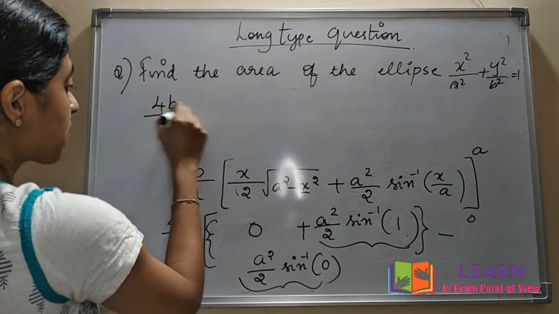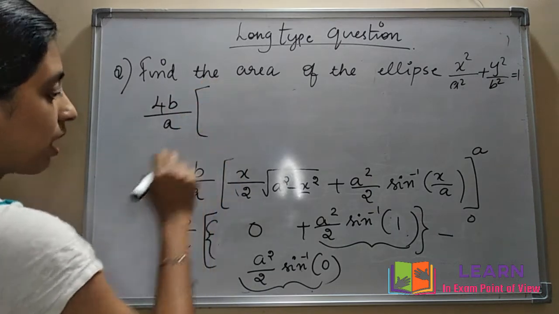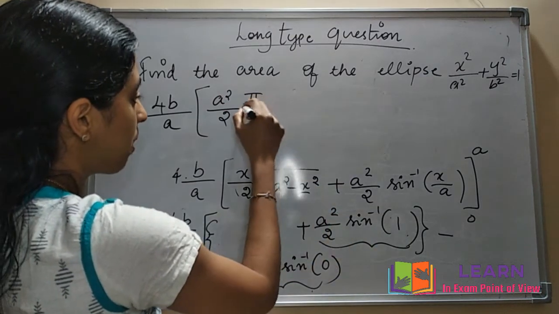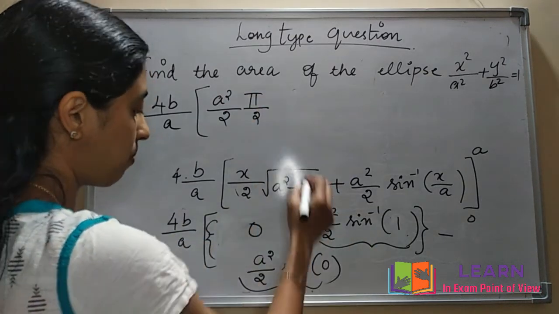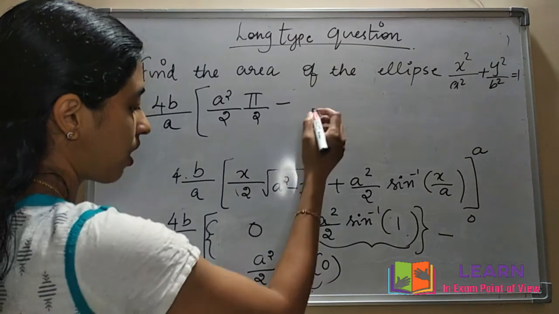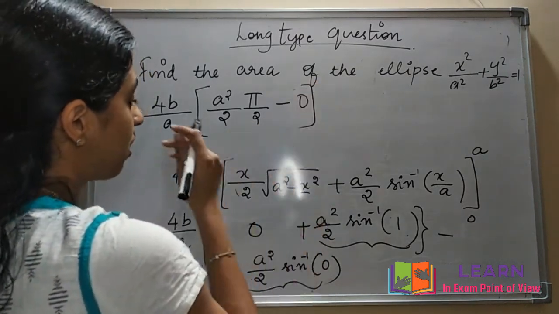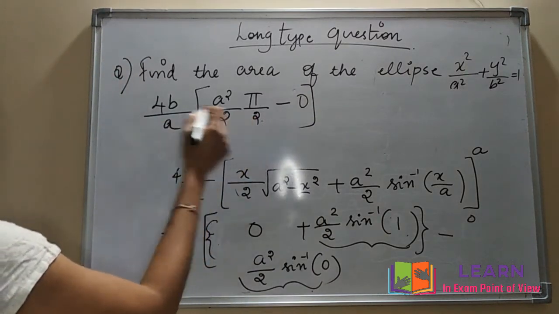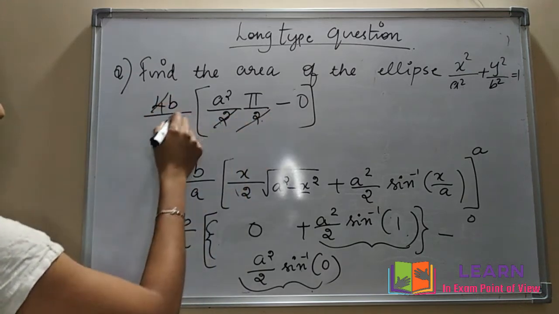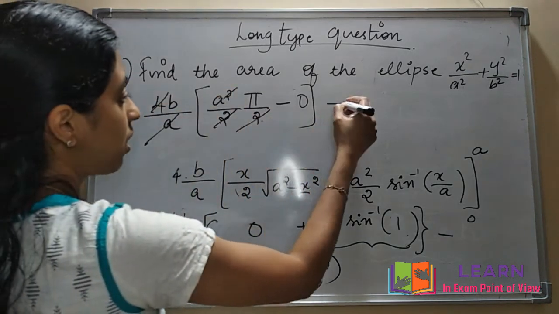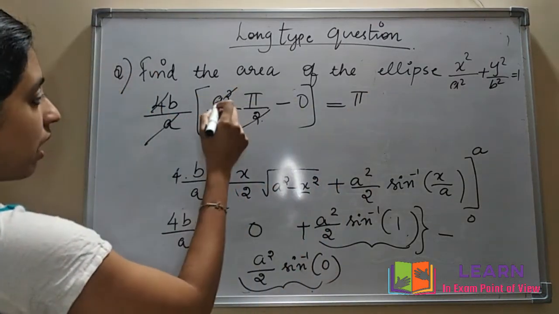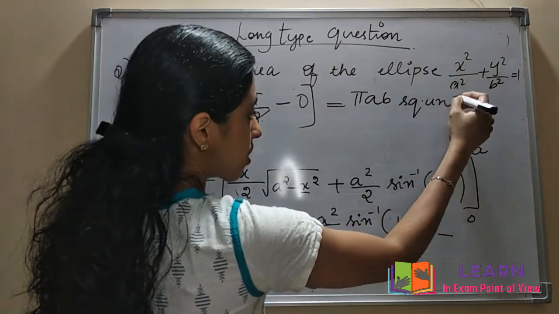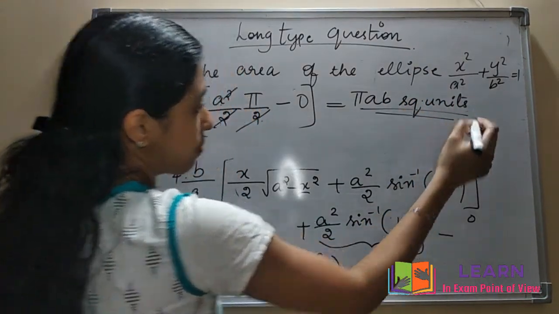So outside there is 4b by a. Inside we have a square by 2 times sine inverse 1, which is pi by 2, minus a square times sine inverse 0, which is 0, so that term will go. Now what will cancel? This is 4, here 4, then 1a will get cancelled. So remaining is pi, one a, one b. So pi ab square units. This is the area of the ellipse.